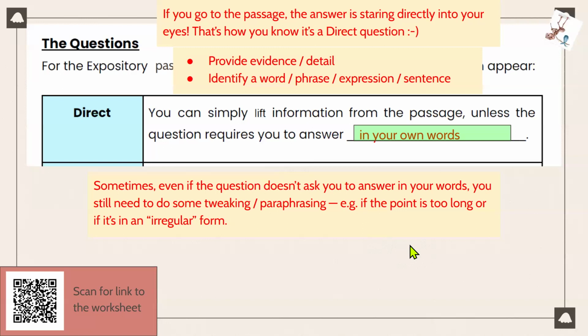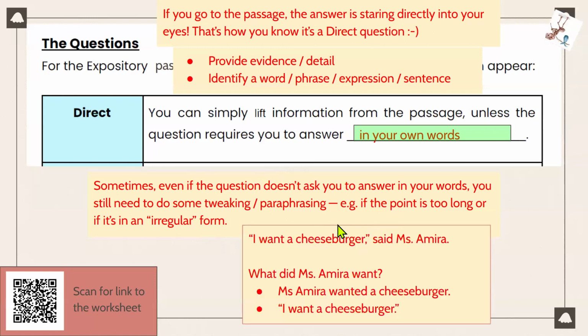Now, sometimes the point may also appear in an irregular form. What do I mean by that? For example, if you take a look over here, "I want a cheeseburger," said Miss Amira. And let's say the question is asking you, what did Miss Amira want? You notice there are two possible ways I could approach. One, Miss Amira wanted a cheeseburger, or, if I follow this one, I just copy and paste the information as is. You realize this second one here doesn't answer this particular question.